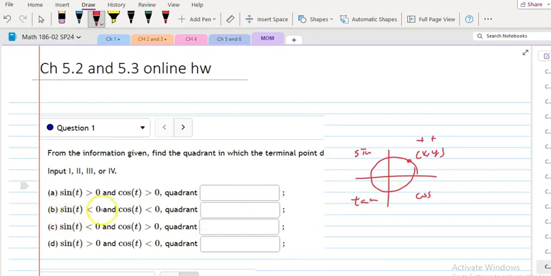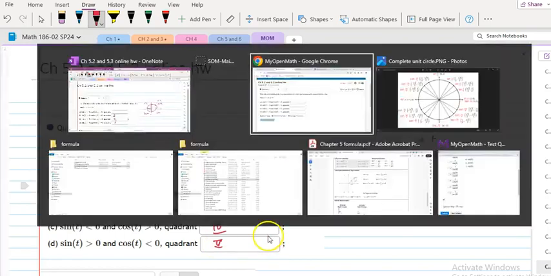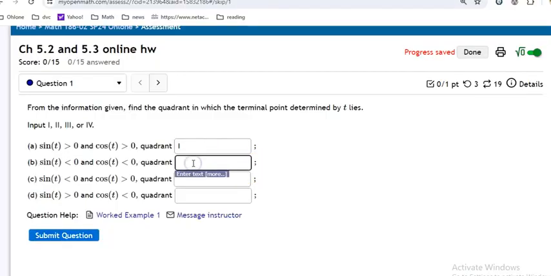So if both sine and cosine are negative, that means it will be in quadrant 3. And if sine is negative but cosine is positive, that would be quadrant 4. Because sine is negative here, but cosine is positive. And if sine is positive and cosine negative, it would be quadrant 2. So the answers are 3, 4, 2.